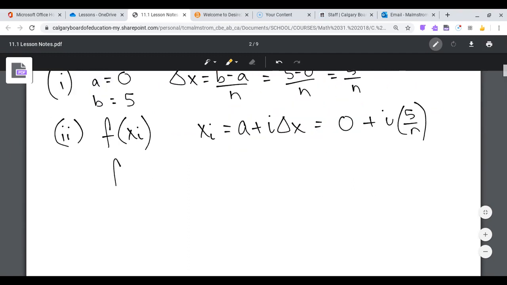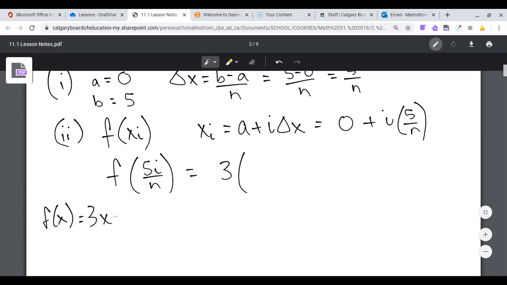And so we need f of 5i on n. And that would go into my function, which was 3x. Whoopsies, forgot my 3. Okay, 3 times, let's write out f of x: 3x minus x squared. So 3 times 5i on n minus, that's a squared, really, I promise.